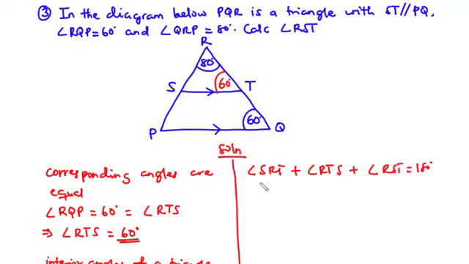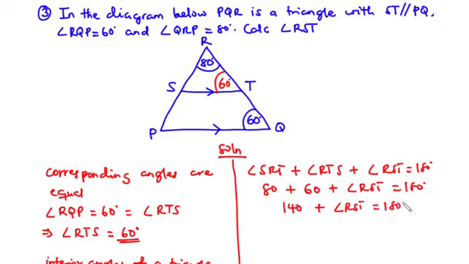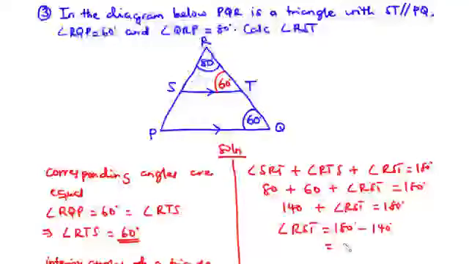So angle SRT is 80 degrees. So 80 plus angle RTS 60 degrees plus angle RST equals 180 degrees. Now when we add these two values, we have 140. So 140 plus angle RST equals 180 degrees. We transpose this to the right hand side. Therefore, we have angle RST to be equal to 180 minus 140. And then this gives us 40 degrees. Therefore, the angle RST is equal to 40 degrees.